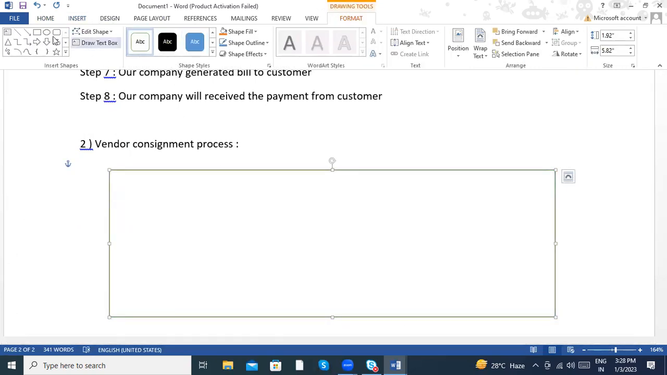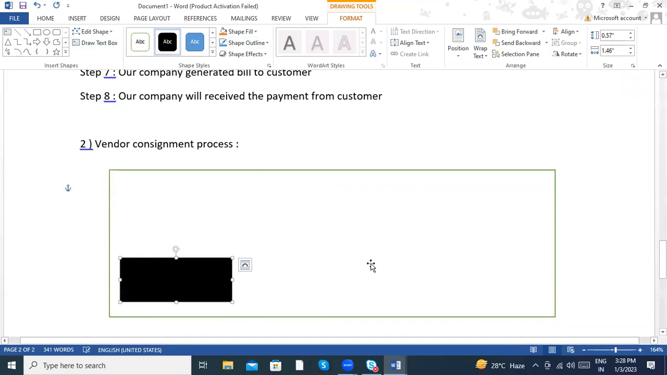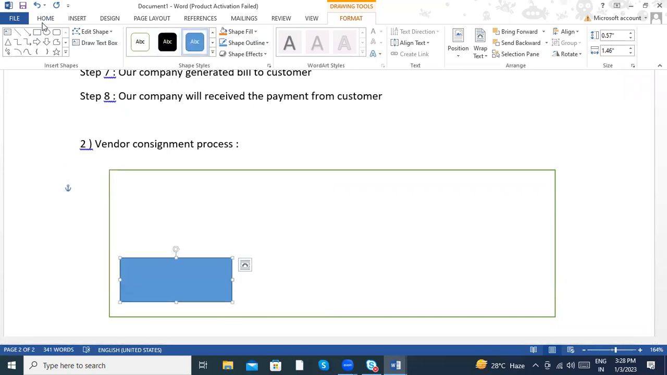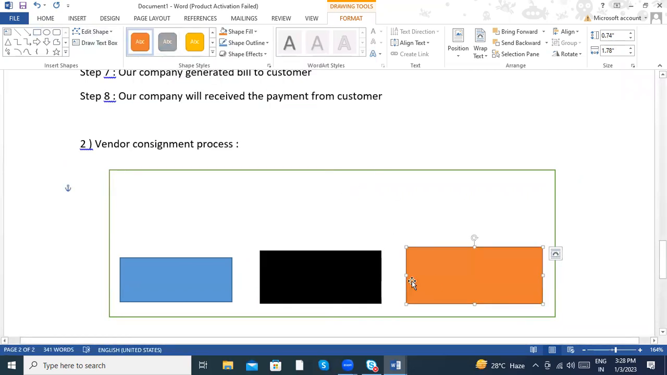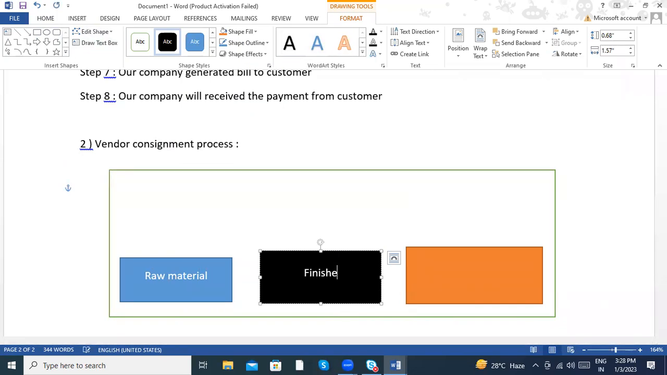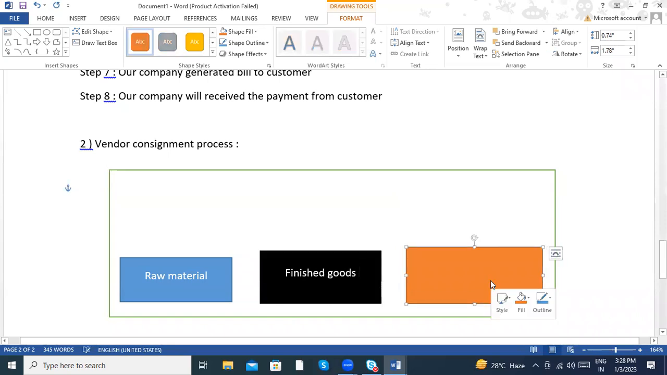Now in this warehouse I have different locations. Maybe if I'm talking about this one, this is the raw material location. And if I'm talking about this one, the finished goods location. Or maybe if you're talking about this one, the packing location.